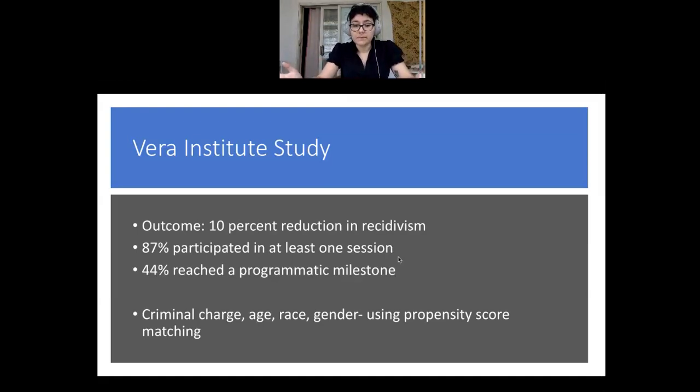And the way that they made it an experiment, because people weren't randomly assigned when they were going through the program, the case flow was that they just got into the program as soon as they were of a certain age and entered the jail. So those people who didn't get the program and those who did were matched on criminal charge, age, race, and gender using propensity score matching, which is a fancy statistical way of making sure that the control people and those who received the program are the same. So you can compare those results to understand if the intervention actually reduced recidivism, which the Vera Institute found that it did not.